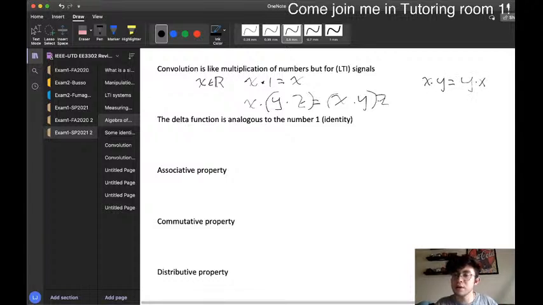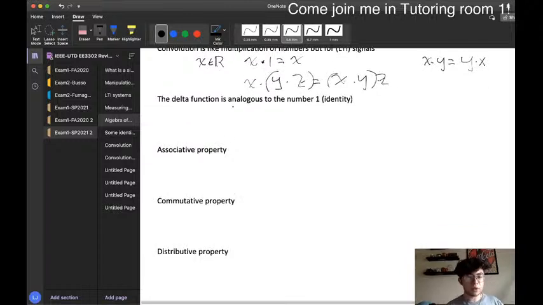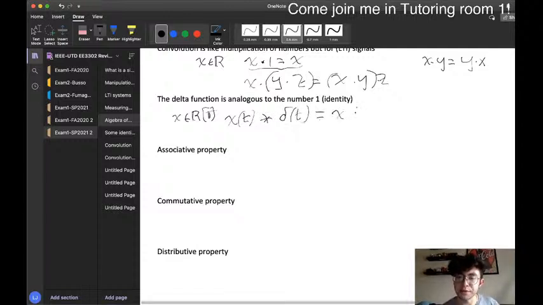For convolution, the analogous thing to x times 1 equals x is the delta function. If we have some signal x of t, a real signal defined over its support, then x of t convolved with a delta function will give us the same signal, x of t.